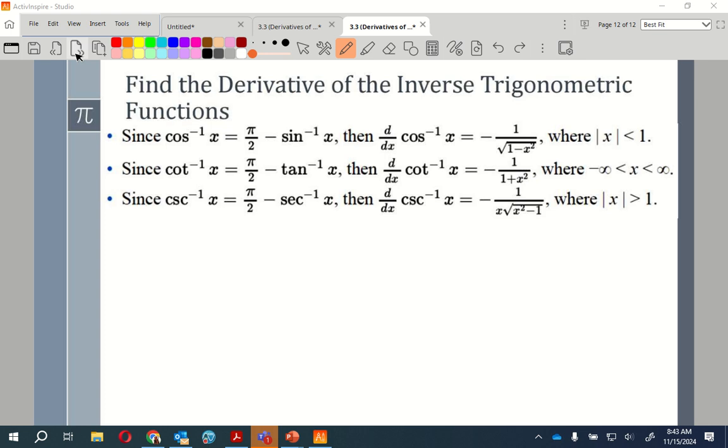Derivative of cosine. So cosine is right here. Pay close attention to that because my sine was a positive, wasn't it? Sine's a positive, cosine's a negative. Cotangent is a negative of what the tangent was. And cosecant is also the negative of what the secant was. So we should be good.